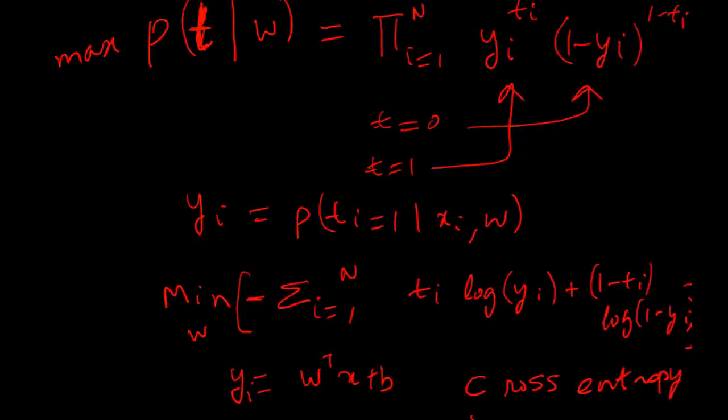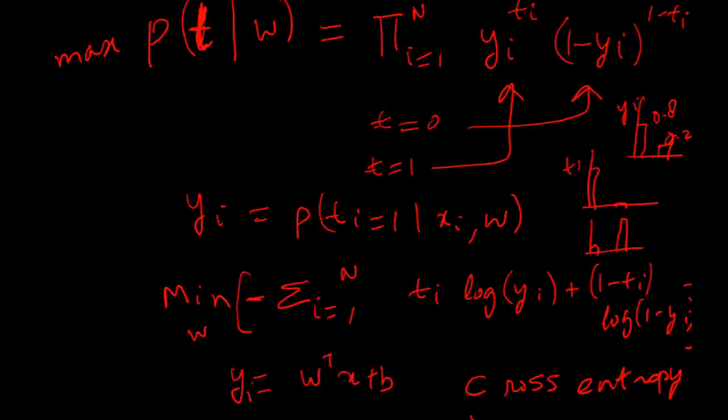Between t_i and y_i. Think of it this way: t_i is a distribution, a very peaky distribution. It is either completely 0 with nothing at 1, or completely at 1 with nothing at 0. Whereas y_i is a Bernoulli distribution, an estimate which can have slightly different probabilities at 0 and 1. These probabilities need not be exactly 0 and exactly 1. For example, this could be 0.8 and this could be 0.2. So this is the y_i distribution, and this is t_i.